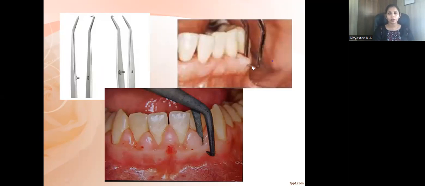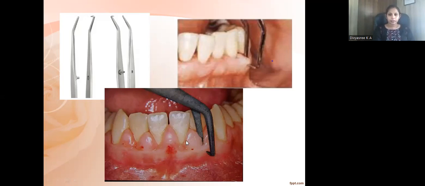This is how you determine the depth of pocket using a pocket marker. You have to then connect these bleeding points that are formed by the pocket marker. Thus, the incision lines are determined for the placement of the internal bevel incision. You have to connect all these bleeding points following the curvature of the root. That is, it should be scalloped.